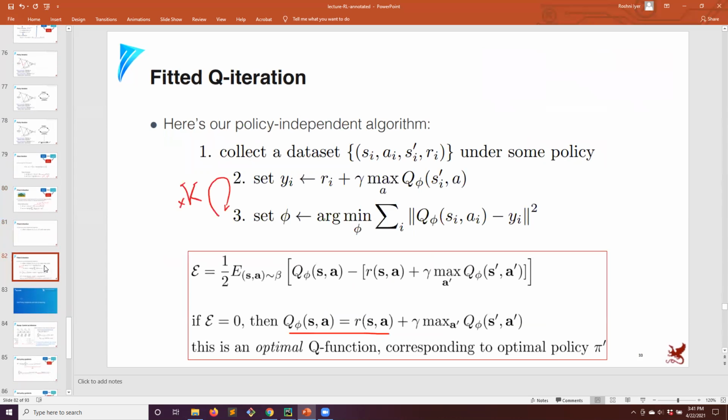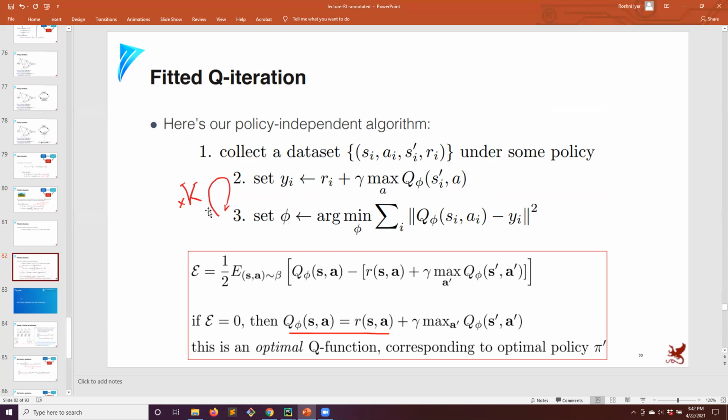So this would be the algorithm then. We would have this data set where we have the states, the actions, the next state, and the reward from that under some policy. Then we would compute this y_i in this way, and this is the discounted variable of this expected cumulative reward. Then we would apply this. This would be our objective function, and we would solve this similar to a regression problem.